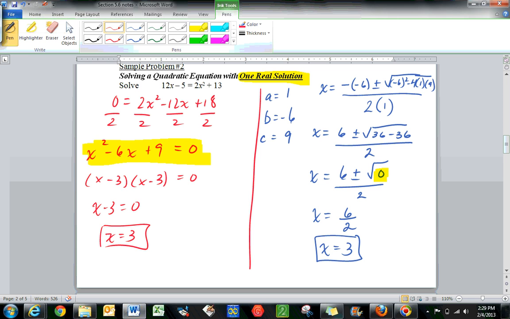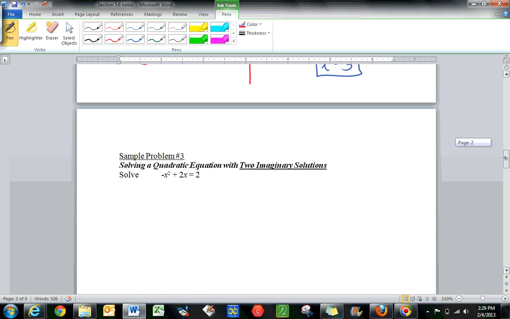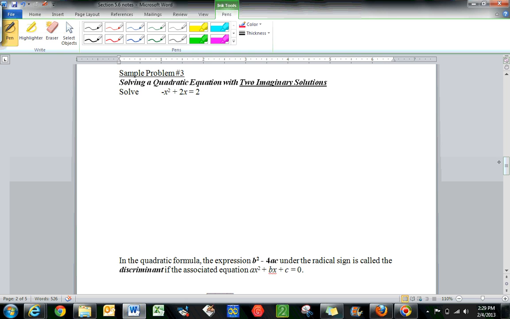So that is a second example. First one had 2 real solutions. The second one had 1 real solution. So if we move to the third example, problem number 3, we're going to our last possibility, which in this case is 2 imaginary solutions. So go ahead and pause the video at this point. Use the quadratic formula again to help us solve this, and then you should recognize the 2 imaginary solutions when you see it.